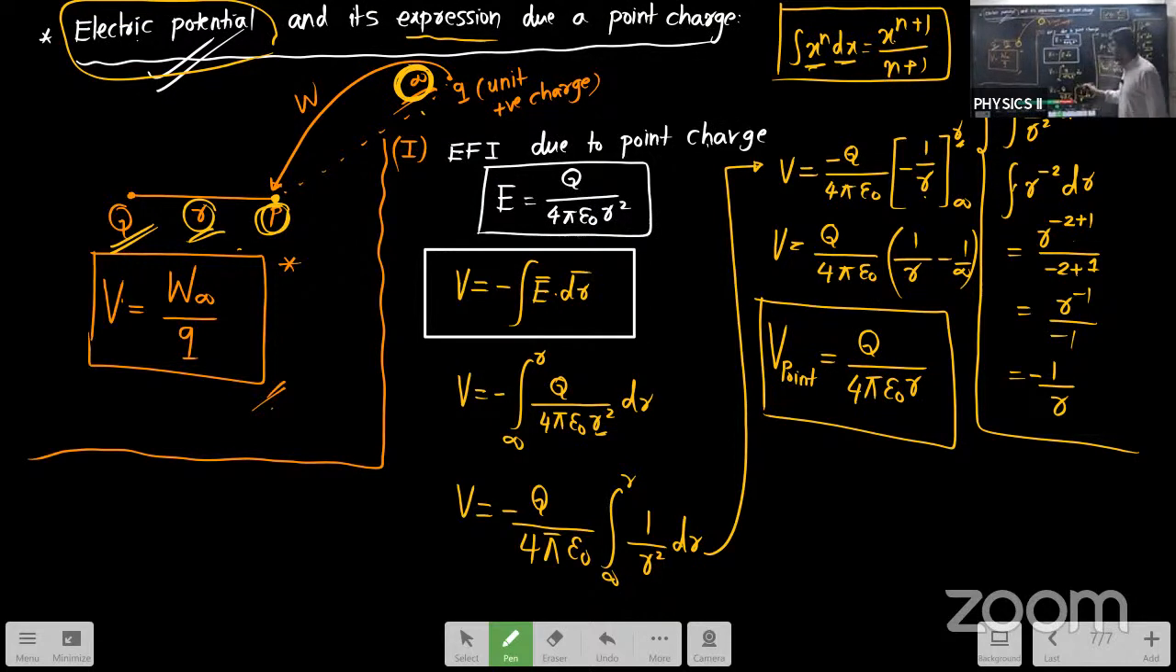So after substituting these values, we'll get the final answer. What is the final answer? V is equal to Q by 4 pi epsilon naught R. So this is the first method for determining the electric potential due to a point charge. Let us see the second method also, to determine the same thing.